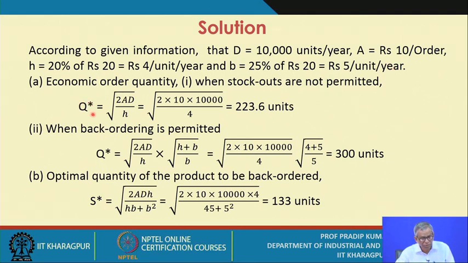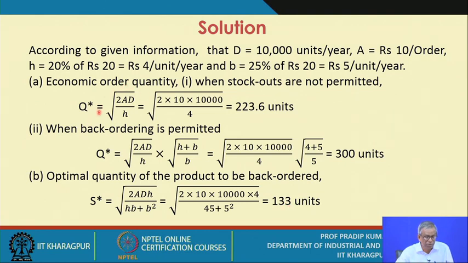Then you get the expression for Q star when back ordering is permitted. Is it okay? So this is your Q star expression, right? Square root of 2AD by H, multiplied by H plus B by B. An optimal quantity of the product to be back ordered, that is S star. That also we have this expression. So I use this expression. So 133 units. Is it okay?